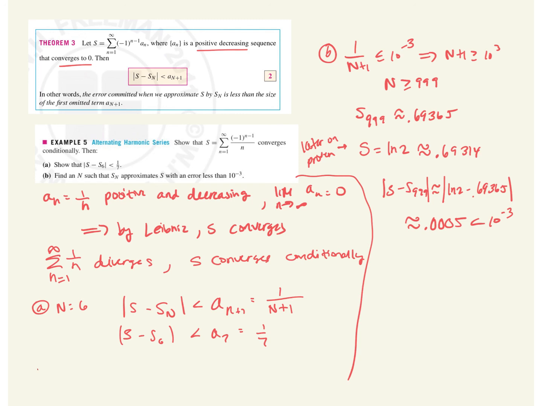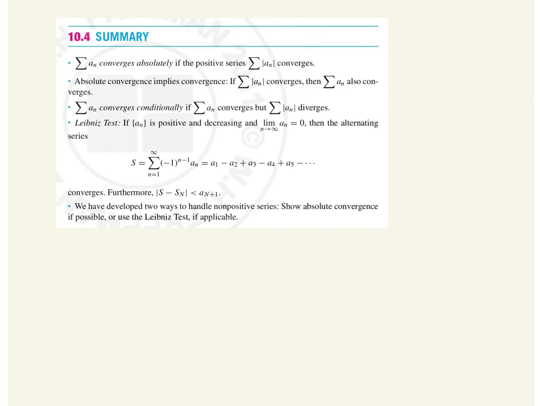So that is the last example for this section. And then just in summary, bringing everything together, the idea of converging absolutely versus the conditional convergence, Leibniz test, and just summarizing the two ways to handle non-positive series.